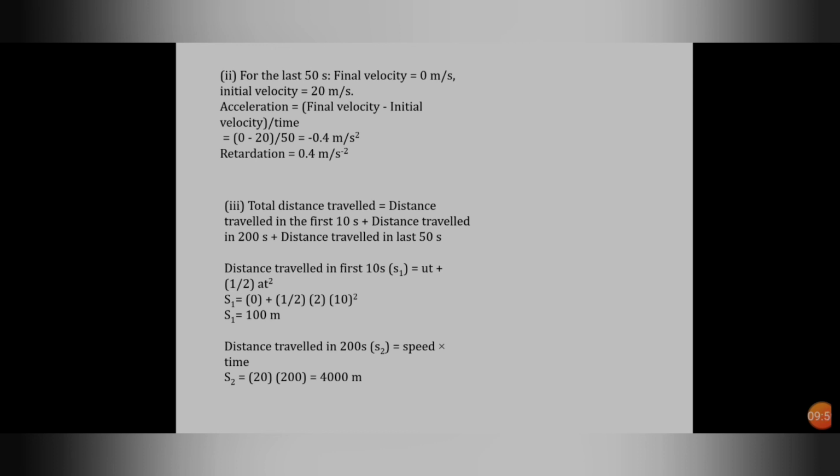So total distance traveled is distance traveled in the first 10 seconds plus next 200 seconds plus next 50 seconds. That will be addition of all the 3. So I'm finding it for the first one. It will be s is equal to 0 plus half into 2 into 10 square, that comes 100 meters. Now the distance traveled in the next 200 seconds when it's going with constant velocity, that time distance will be directly speed into time, so 20 into 200, that comes 4000 meters.